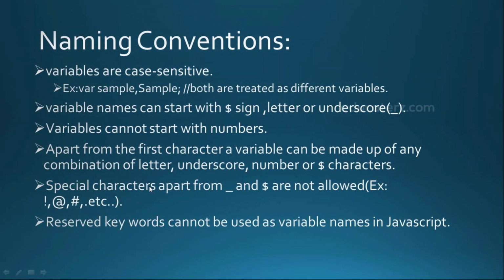In special characters, apart from underscore and $, the other characters are not allowed. Example, exclamation mark, @, hash, etc. And most important thing, we cannot use reserved keywords as variable names. Example, string, number, boolean, yield, etc.